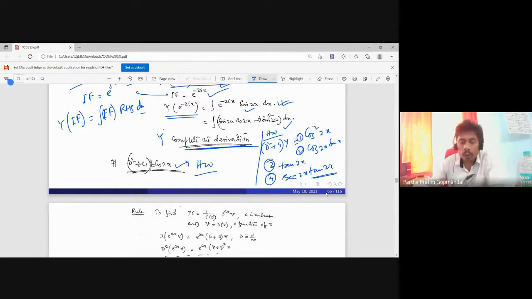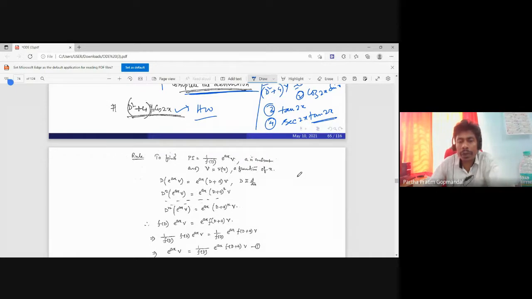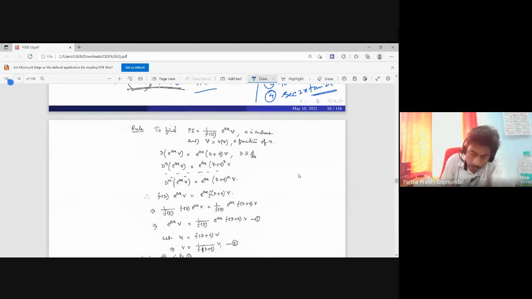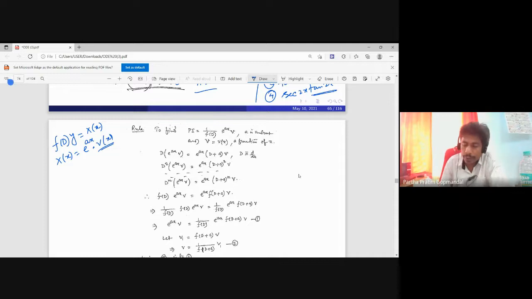Now we will consider a different type of function. Let's say you are given the differential equation f(D)y equals a function of x, where this function of x is e to the power ax into some other function of x, where a is a constant. So e to the power ax into v, where v is any other function of x.